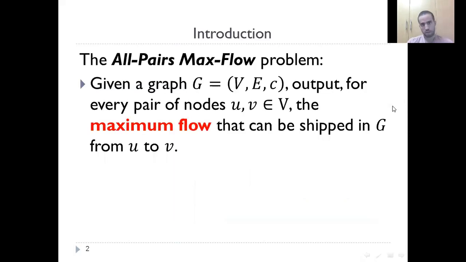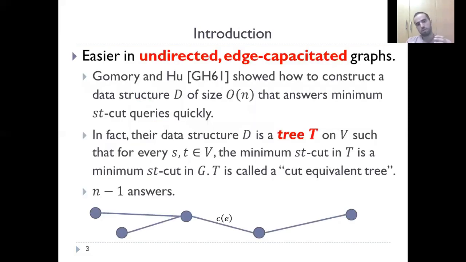So in the all pairs max flow problem, we're given a graph G and we need to output for every pair of nodes the maximum flow that can be shipped between them. Now this problem is easier in undirected graphs. It was shown by Gomory and Hu 60 years ago how to construct a data structure of linear size that can answer minimum s-t cut queries quickly.